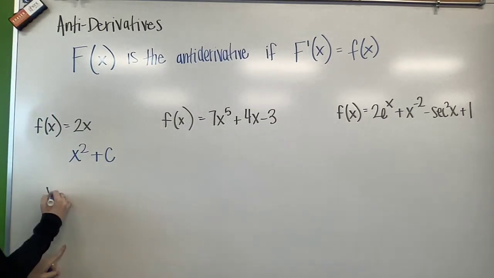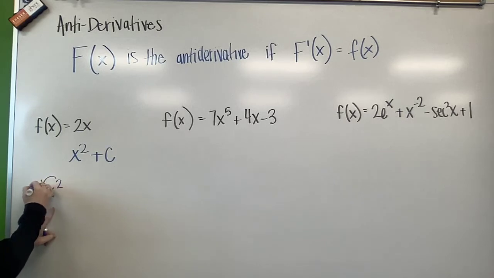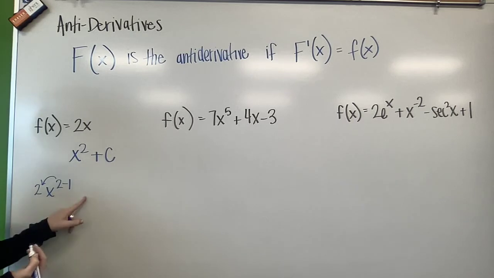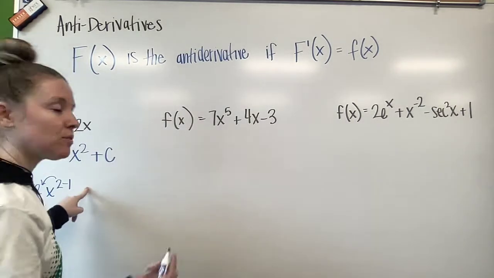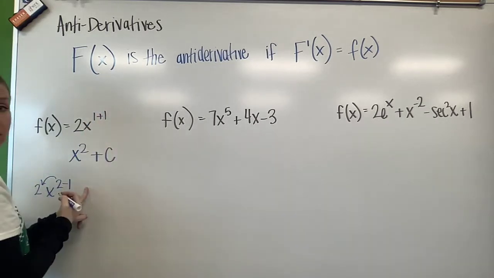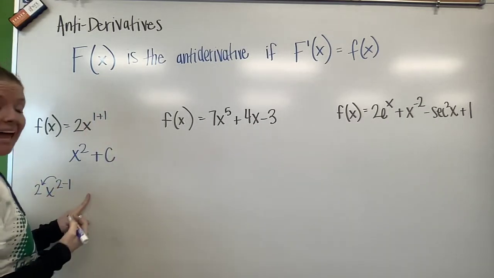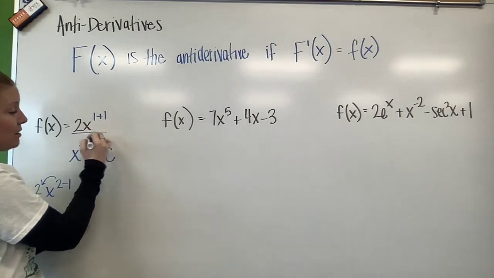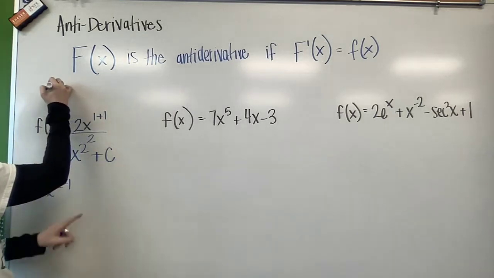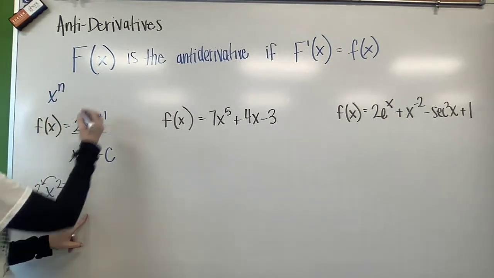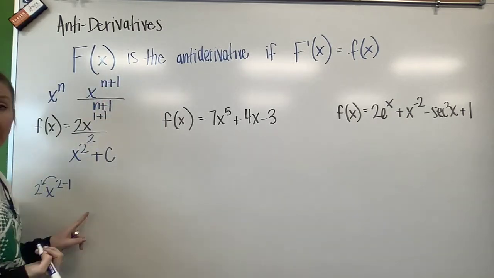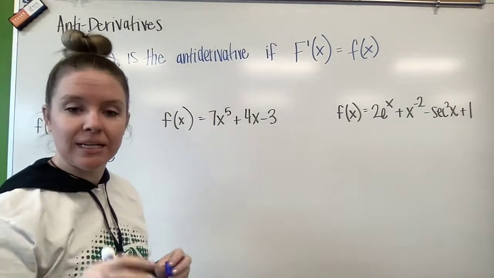Just taking a step back here, if you remember the power rule, we drop the 2, subtract 1. Multiply by 2, subtract 1. So the antiderivative, what we're going to do is take our exponent and add 1. So instead of taking it away, we're going to add it, and then we're going to divide by the new power. So that's our new power rule. So if you have x to the n, to antiderive it, you add 1 and divide by the new power. We'll practice that.